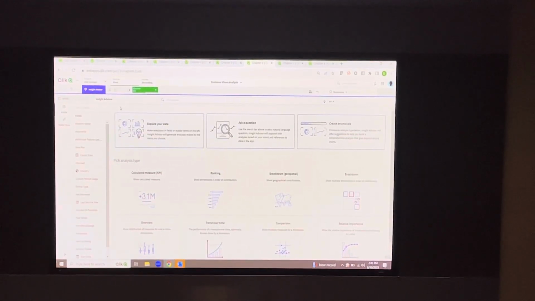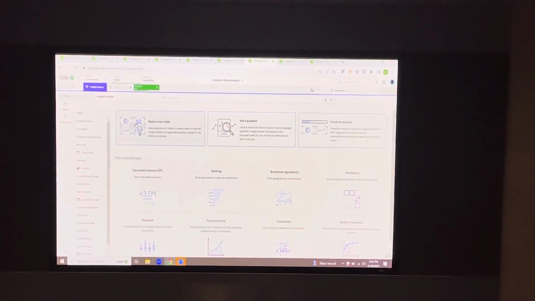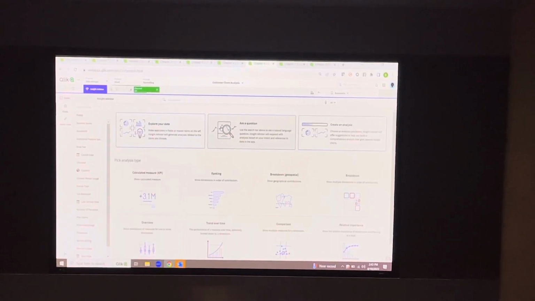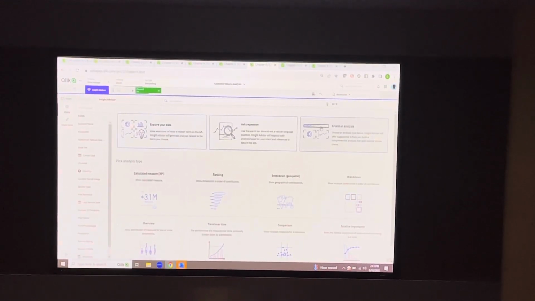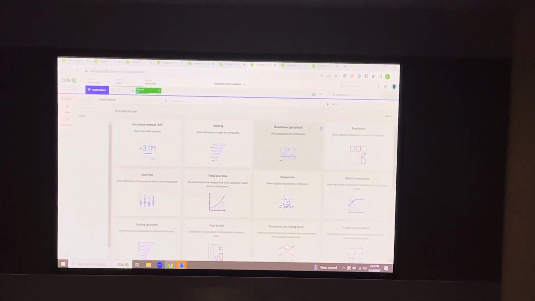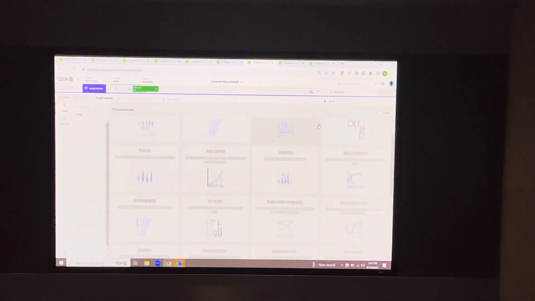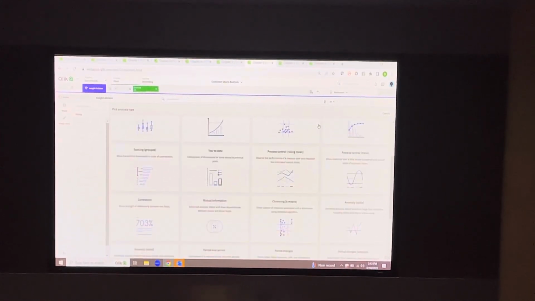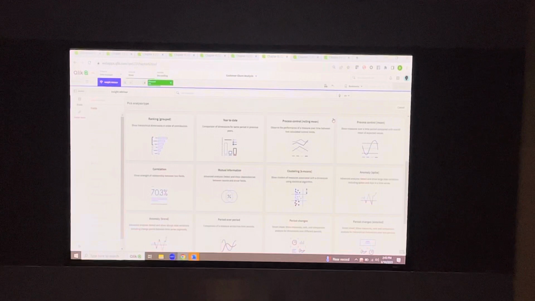I can use Insight Advisor to help me explore my data, and it'll just auto-generate some insights for me based on the data. I can use natural language to ask a question, just simply ask what I'm interested in seeing or analyzing. I can also use something called analysis types, and this is a really interesting feature that's unique to Qlik. It enables users to create some more sophisticated analyses and visualizations by guiding them along.